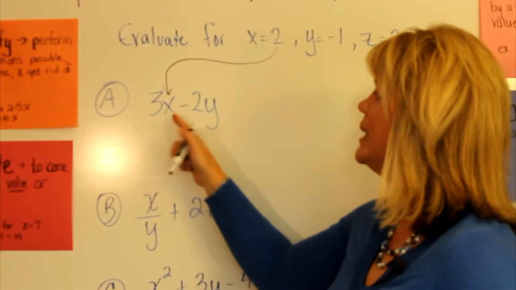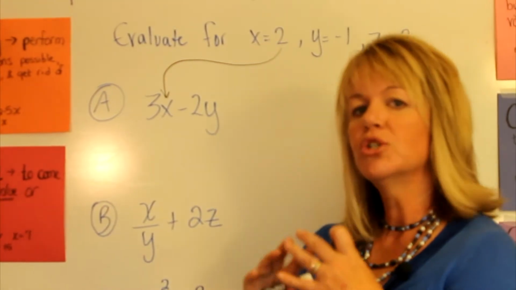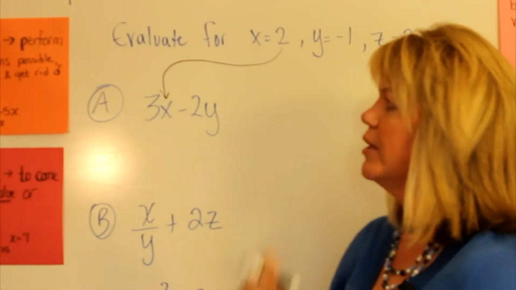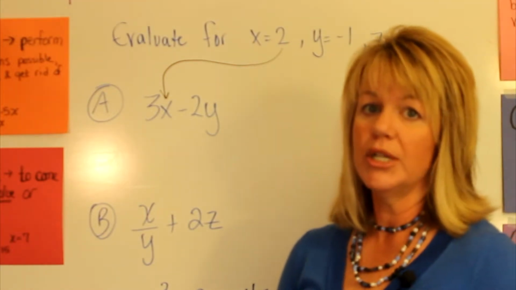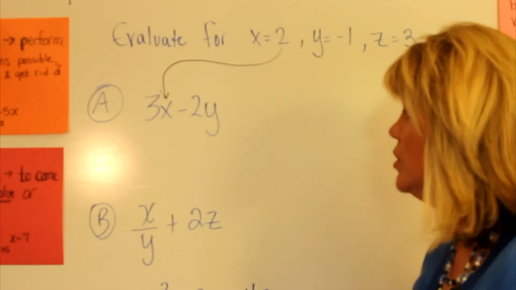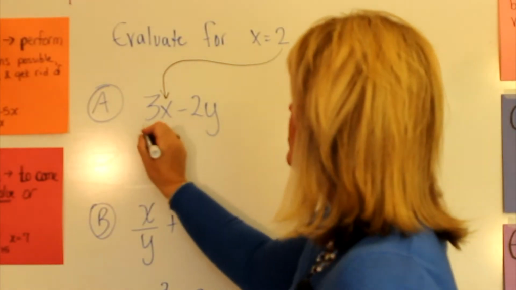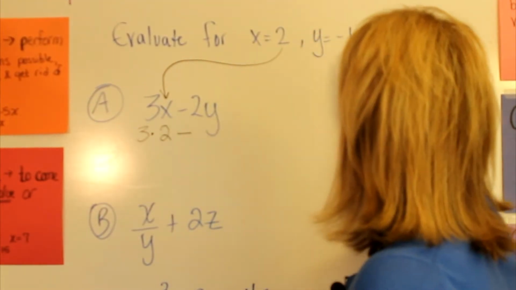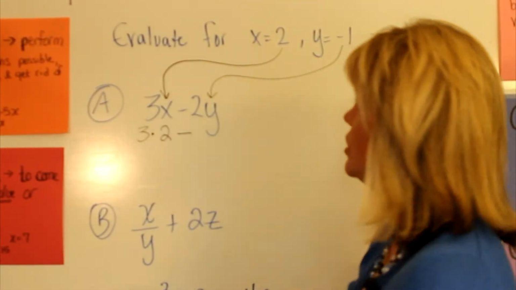Now, we have 3 sitting next to the x. I told you before that when you sit a constant next to a variable without putting any operation in between, you mean multiplication. That's kind of challenging and sort of new, so you have to get used to that. So this is really 3 times 2 minus, and then we have our y equal to -1.